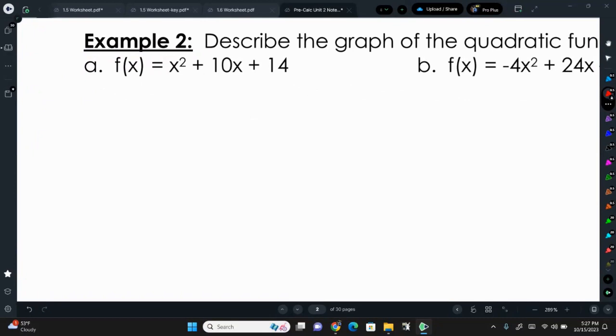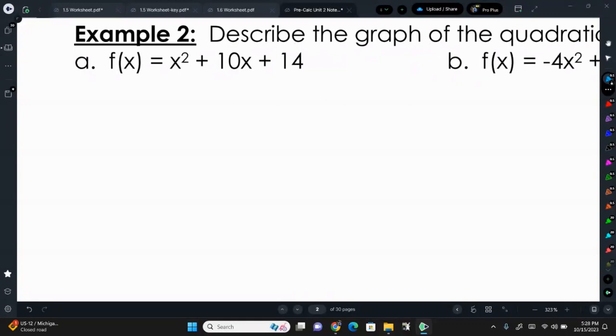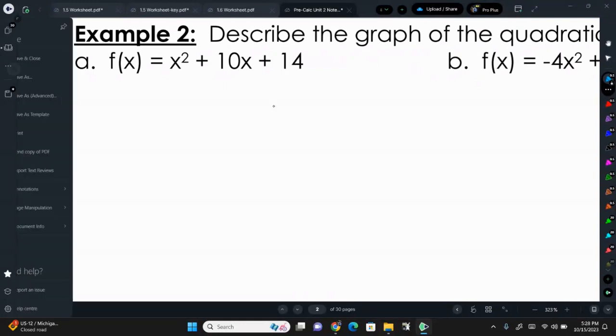So example A, we have x squared plus 10x plus 14. So we want to see if we can factor that. Are there two numbers that multiply to 14 but add to 10? No, there aren't. So we can't do that. So you could do quadratic formula, or you can do completing the square. Completing the square might be better for this one because our a value is 1 and b is even. So I'm going to do it that way.